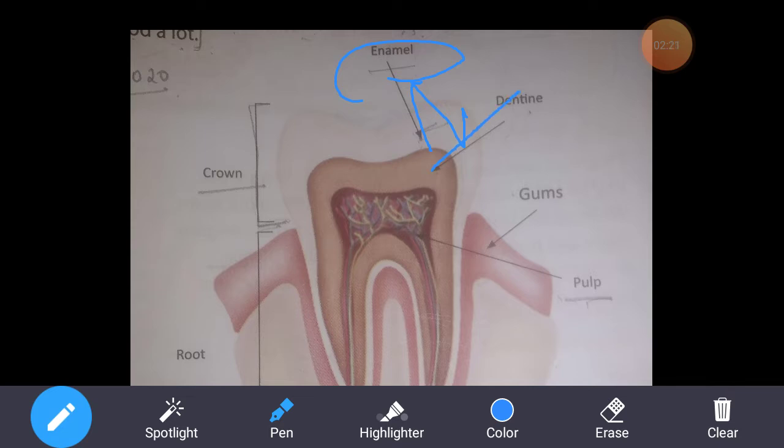Inside the dentine lies the pulp. Then inside the dentine, what is there? Pulp. What is present over there? In pulp, nerves and blood vessels. See over here, blood vessels and nerves are there. It is very soft and full of nerves and blood vessels. The pulp forms the central part of the tooth. So it forms the central part of the tooth.